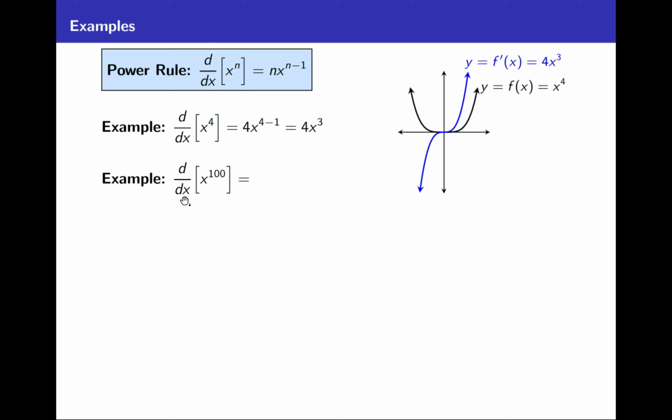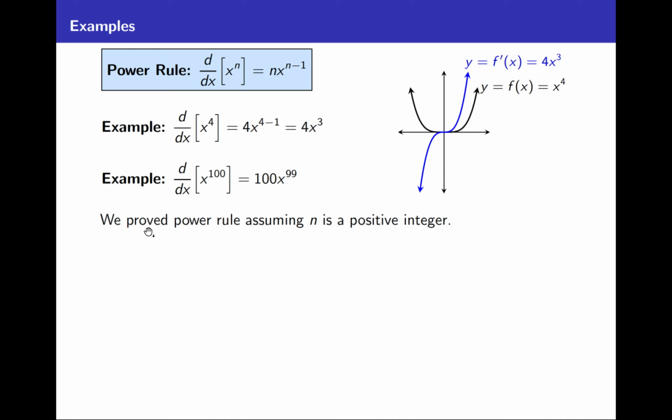What about the derivative d dx of x to the power of 100? Well, you certainly wouldn't want to use a limit for this, but look how easy it is to get this answer using the power rule. It's just 100x to the power of 99. There's our derivative. So it's a very easy rule to apply. It's so powerful. It simplifies finding derivatives of powers immensely.